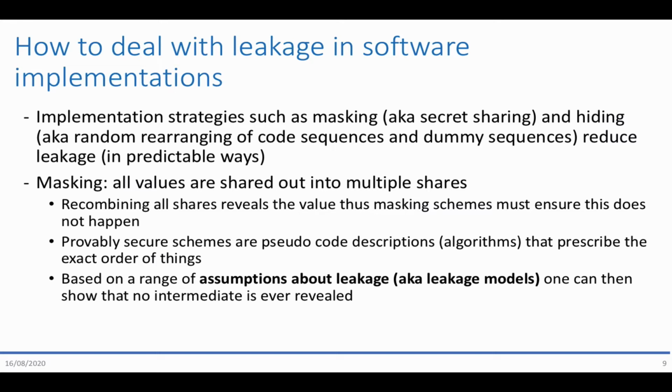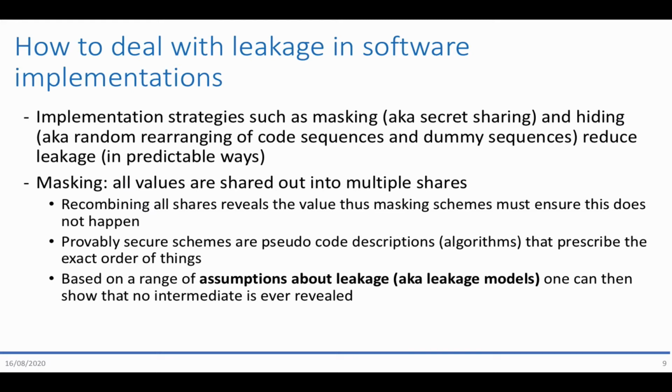When it comes, for instance, to masking, which will be the running example for some of the attacks that I'm going to show you, it means that we take an intermediate value. Maybe this is the plain text, maybe this is the key, often it's both of these variables. And we ensure that it's not represented as a single value, but we share it out into multiple shares. If we, for instance, have 3 shares, then we call this an order 3 masking scheme.